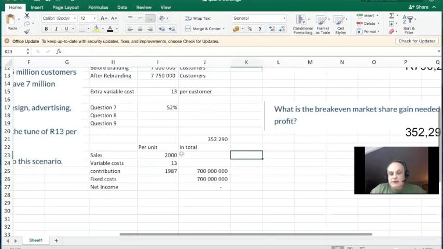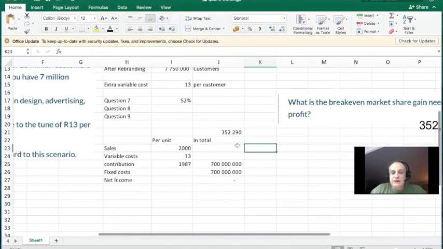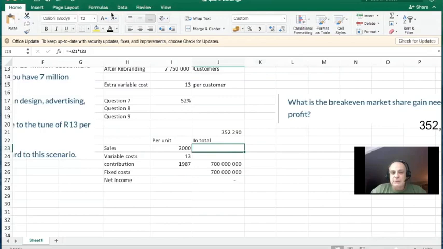This is not Rand value. This is the number of people. And there's your answer. But let's just work it out and see if it works out nicely. If I'm taking 352,290 people and I'm making 2,000 per person, if I multiply that out, I'd get that number. If I multiply this by the variable cost, costing me 13 for each one, you can see very clearly that this number minus this number would give me that 700 million, and you would get there.